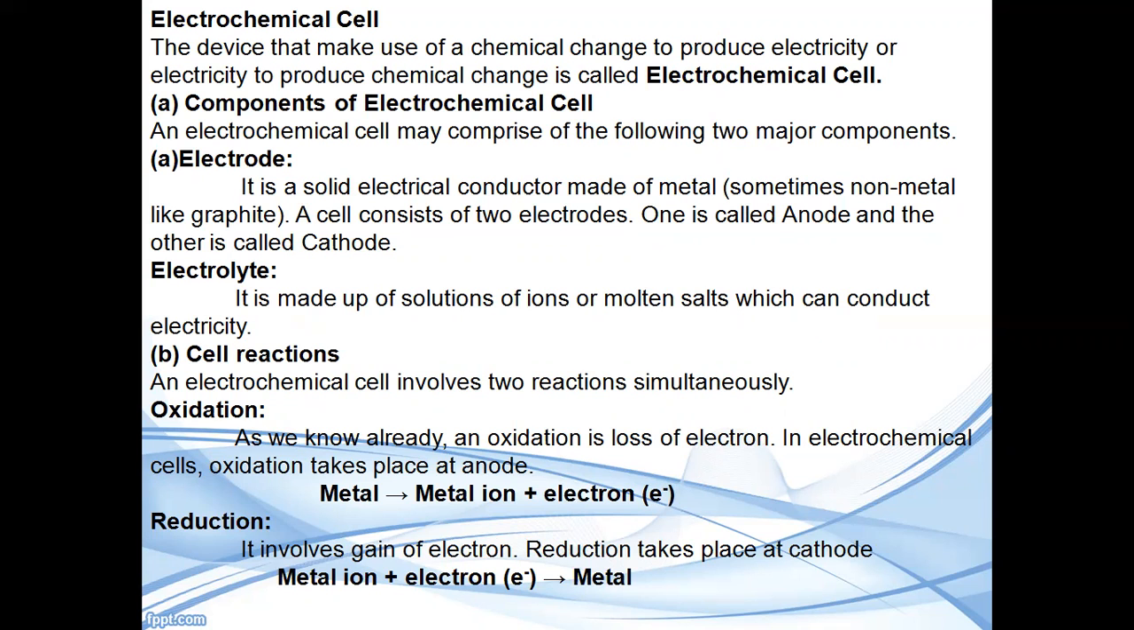Components of the electrochemical cell. There are two major components, that is electrode and cell reactions. First one is electrode. Electrode is a solid electrical conductor made up of metal, sometimes non-metal like graphite. A cell consists of two electrodes. One is called anode and the other one is called cathode.